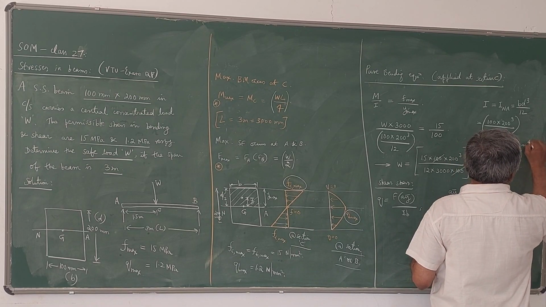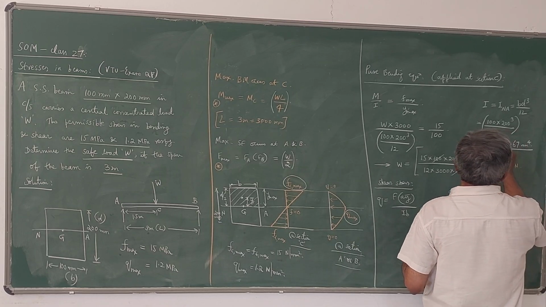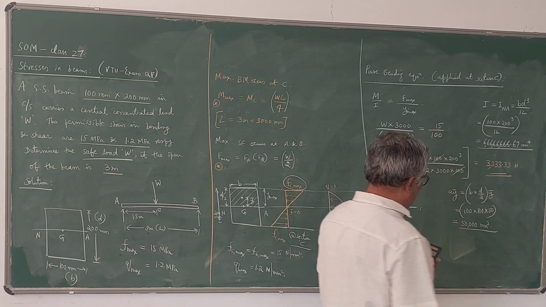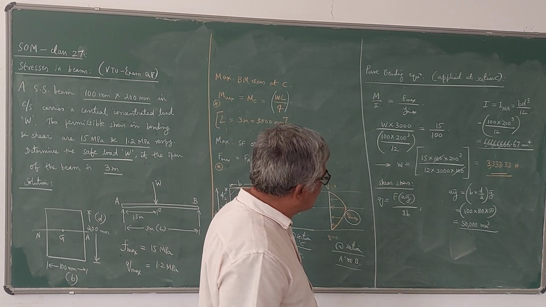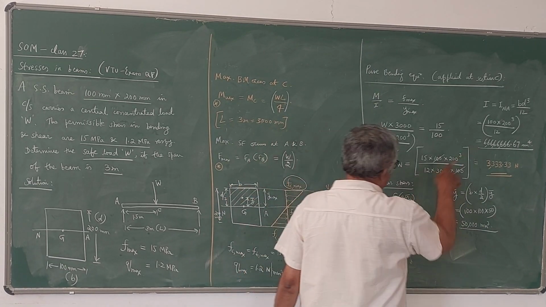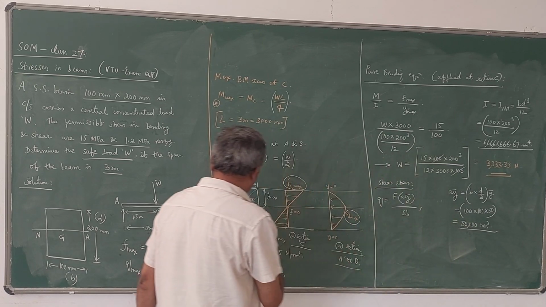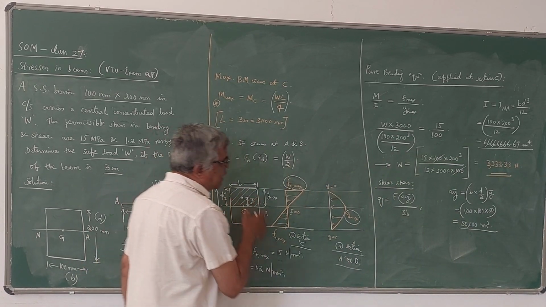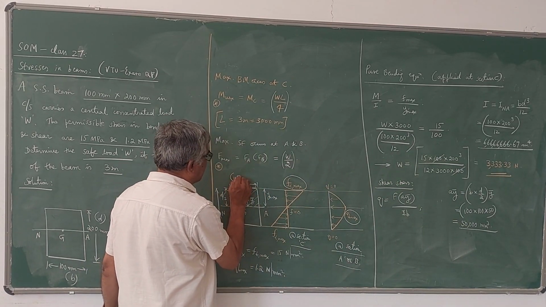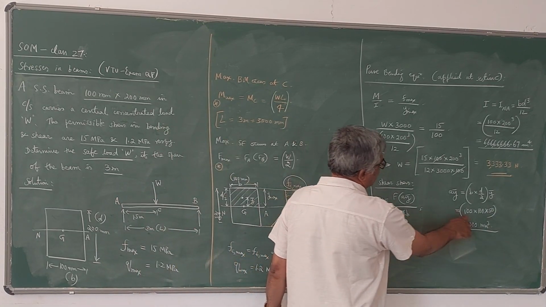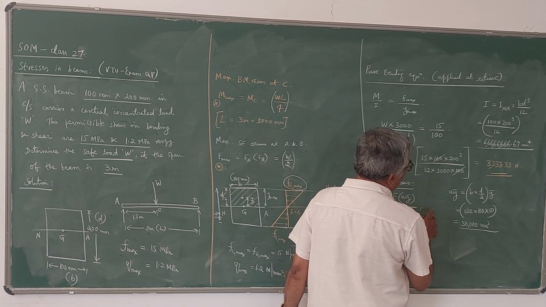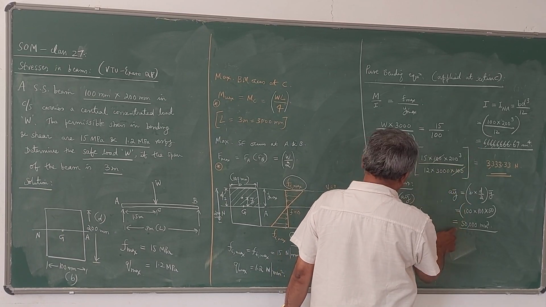Millimeter power 4. Yes, this is the value of I. Now, what we can do here is substitute those things here. B is nothing but the width at the neutral axis level, which is 100 mm. So B is 100. I value is this much. AY by I value is this much. AY bar is this much.